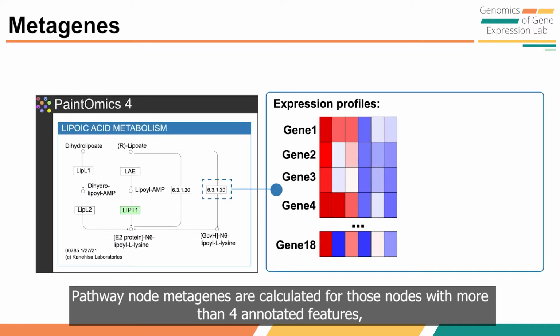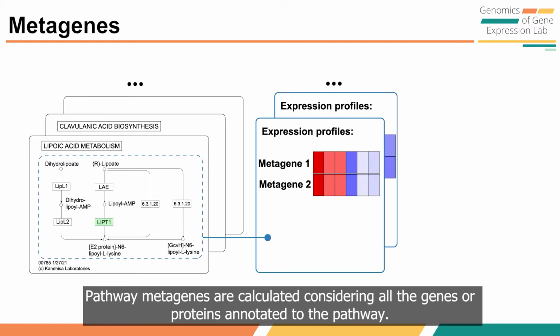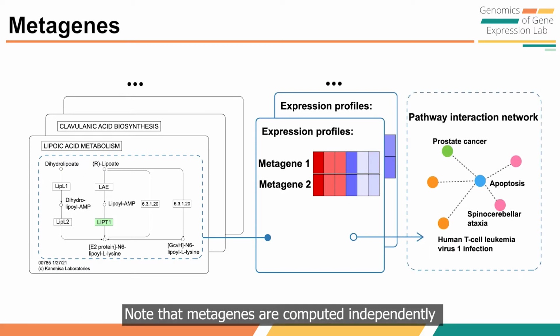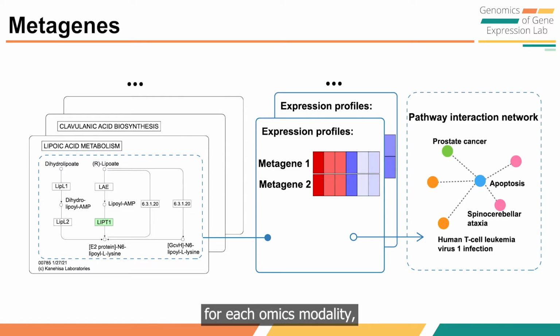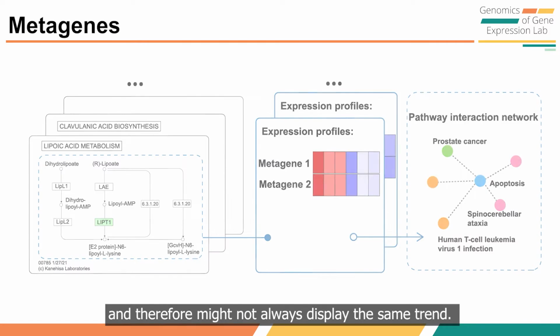Pathway node metagenes are calculated for those nodes with more than 4 annotated features, as this is often the case for protein complexes or MapMan bins. Pathway metagenes are calculated considering all the genes or proteins annotated to the pathway. Note that metagenes are computed independently for each omics modality, and therefore might not always display the same trend.